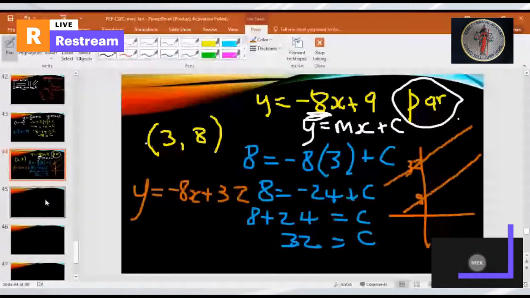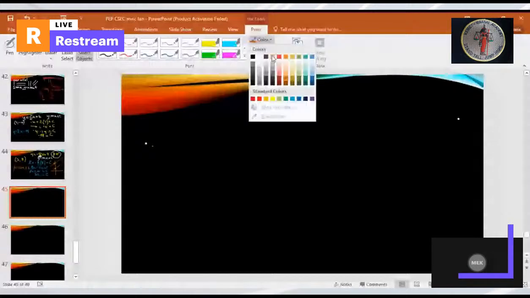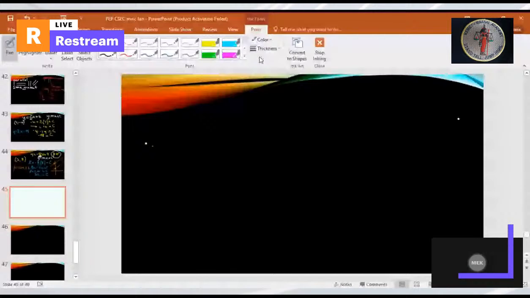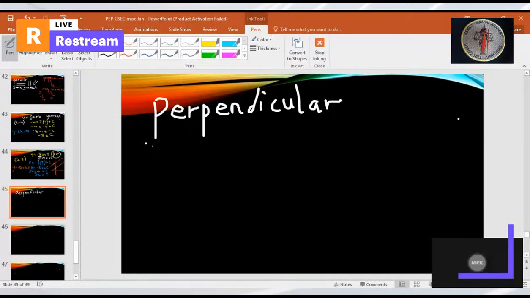I'll give you one to do, and then we wrap up this session. Perpendicular lines, as we said before, meet at right angles, and their gradients are the negative inverse. So if we are told that two lines are perpendicular, we just find the negative inverse of the gradient.